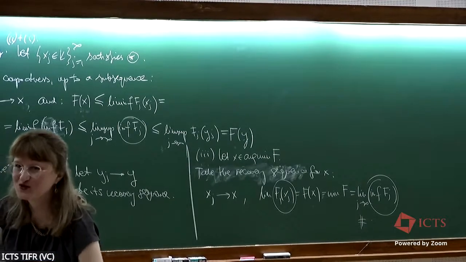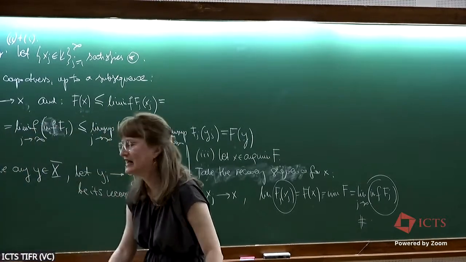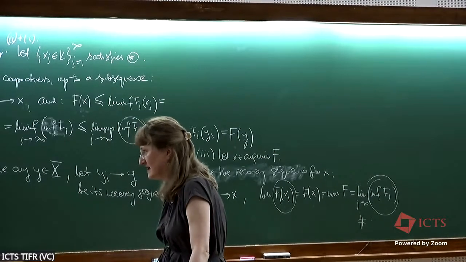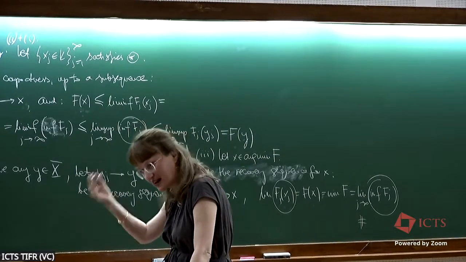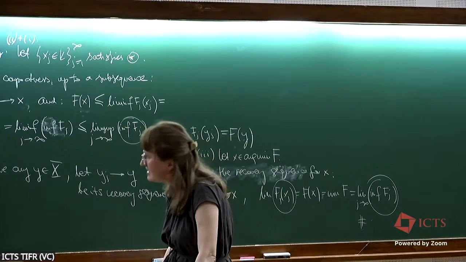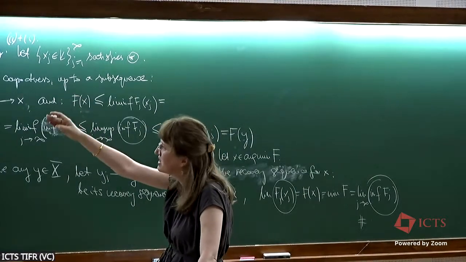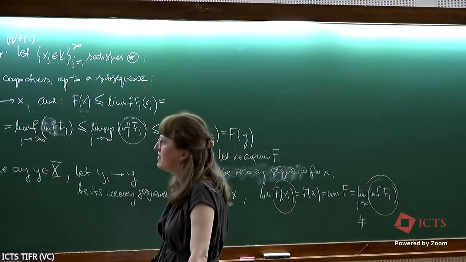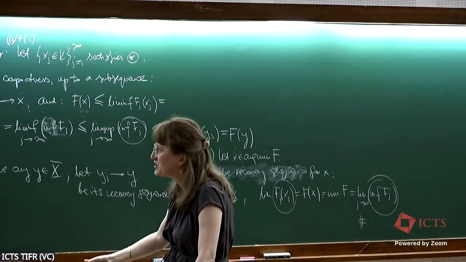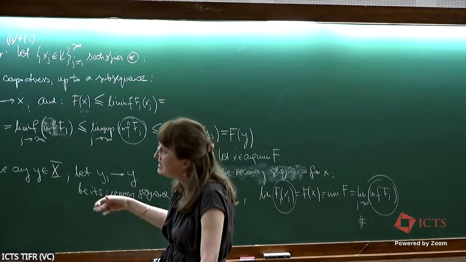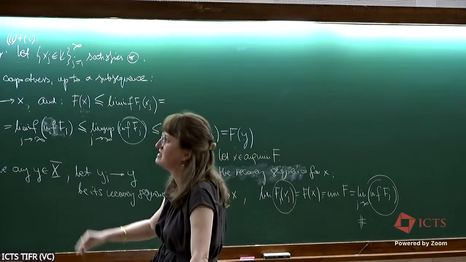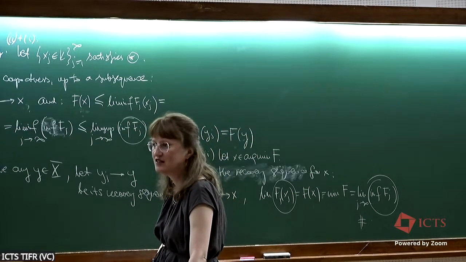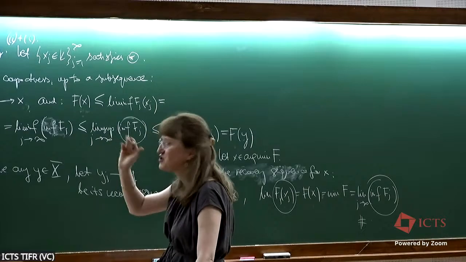Okay? Maybe questions at this point? Yeah, so this is why I care about gamma convergence. It tells me that if I have Fj gamma converging to f, then there is a one-to-one correspondence between the infimizing sequences of Fj and the actual minimizers of f.